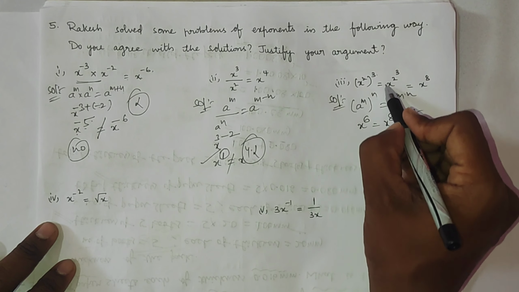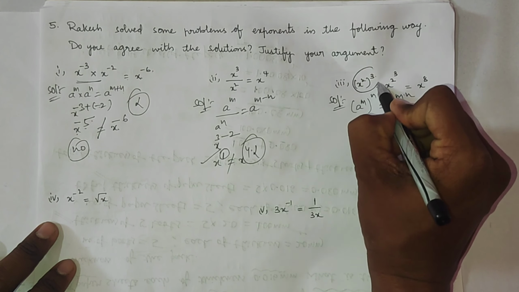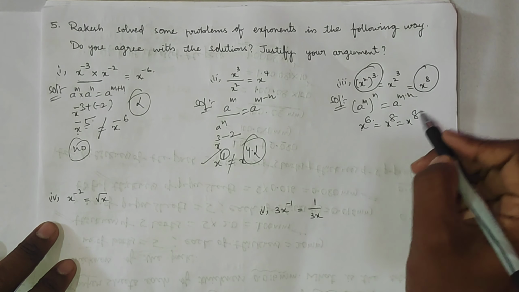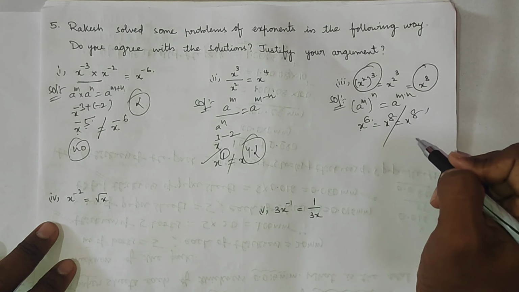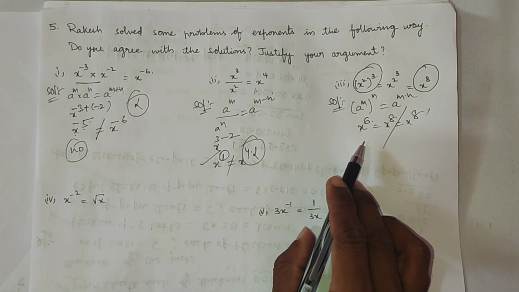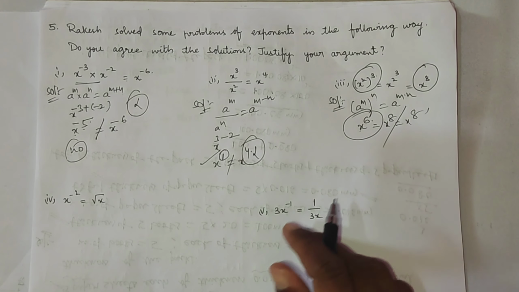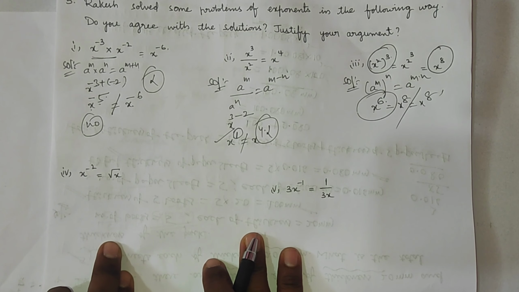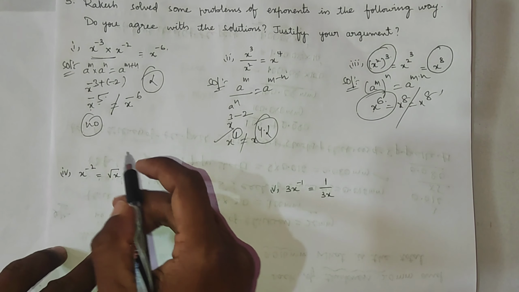So actually x square whole cube should give x to the power of 6. But how much did we get here? x to the power of 8. So again he did wrong. So we cannot agree with Rakesh's solution. So the actual answer is x to the power of 6. Clear? Okay, next one.